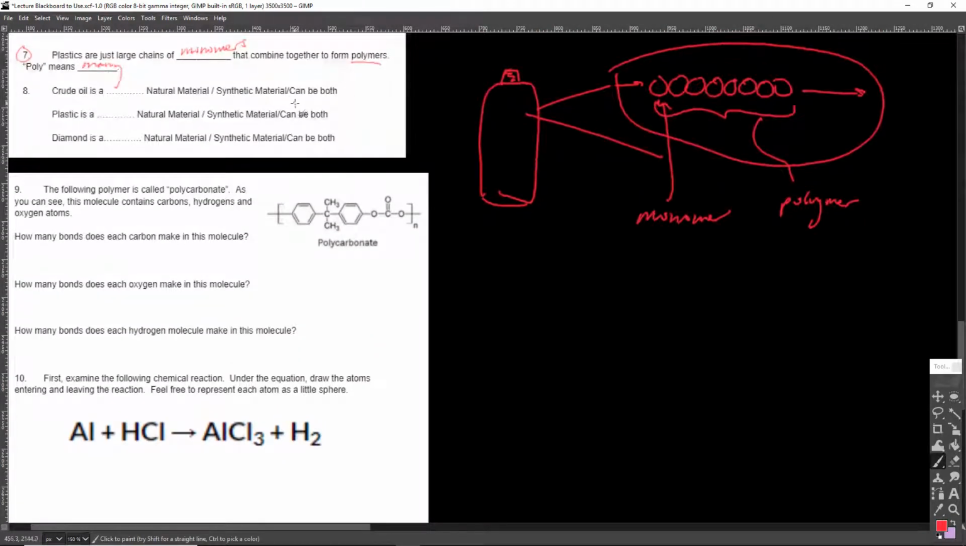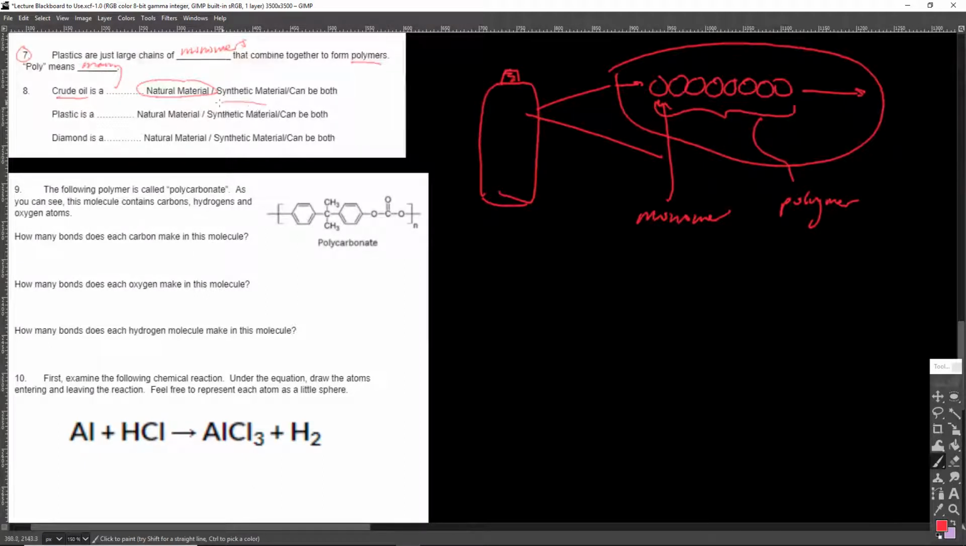Crude oil. Is crude oil natural or synthetic, or can be both? Bro, crude oil comes straight out of the ground. It's a natural material. We don't do anything to it. You just pump it out of the deep inside the earth, and it sits in a barrel. That is a natural material.